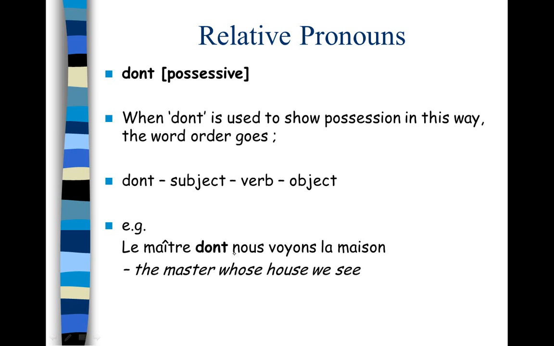Le maître dont nous voyons la maison. Well, in English we would say the master whose house we see. As it's constructed in French, it's this way, yeah? The master of whom we see the house. Okay, that sounds a little cumbersome in English. That is how it has to be constructed in French. It has to go in this order. Dont, subject, verb, object.